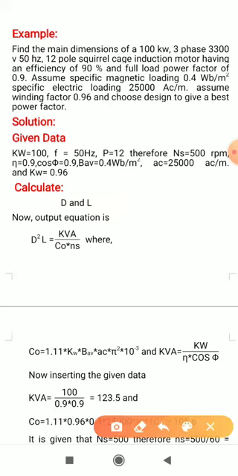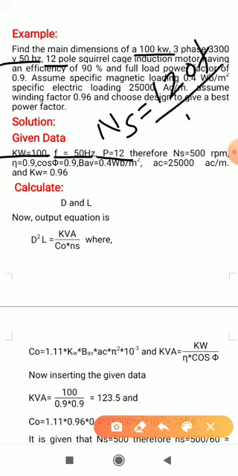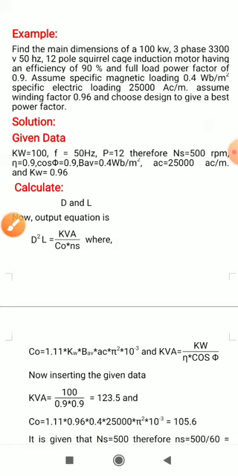So the kilowatt is given 100 kilowatt, frequency is 50 hertz, number of poles are 12. So if you calculate here again by using Ns is equals to 120 f divided by P, and if you put here the f is 50 hertz and P is the 12, then you will get the Ns is equals to 500 RPM.